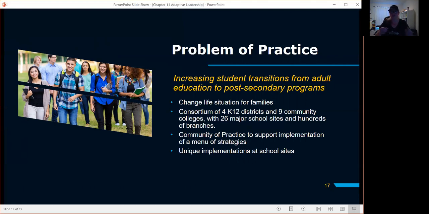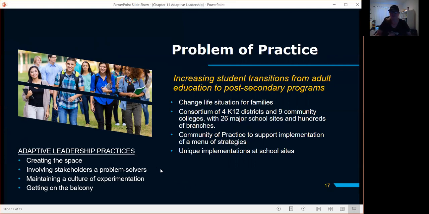So our goal right now with the problem of practice is to create a community of practice that's going to support the implementation of strategies to help move students from our program into the college. And the intent is not to have it be, "This is the program," but really to create a unique implementation that's going to fit each school site.